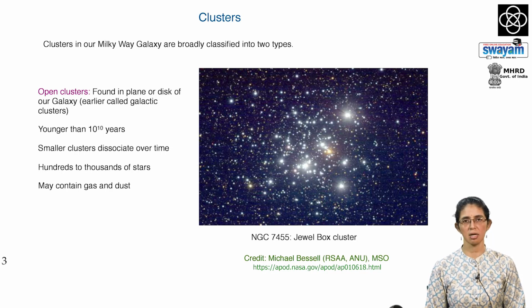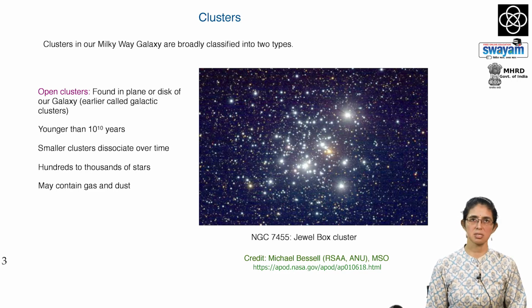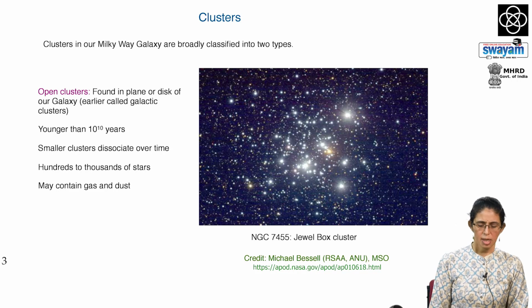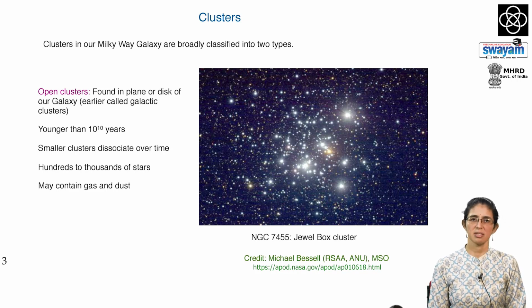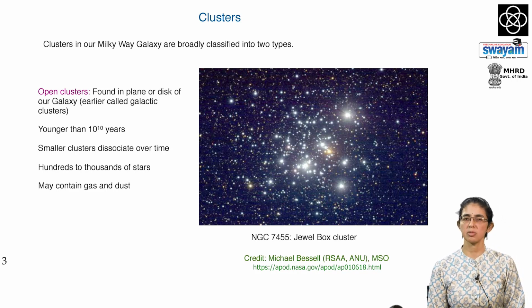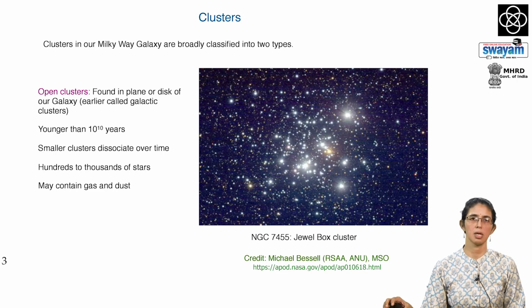Open clusters are younger, and they are generally found to be a few mega years old, and in some cases a few billion years old, but most of them are less than 10 billion years. Since these are younger, there are also remnants of gas and dust present in these clusters, because this is the material from which these stars formed. The picture shown here is of NGC 7455, which is also known as the Jewel Box cluster.